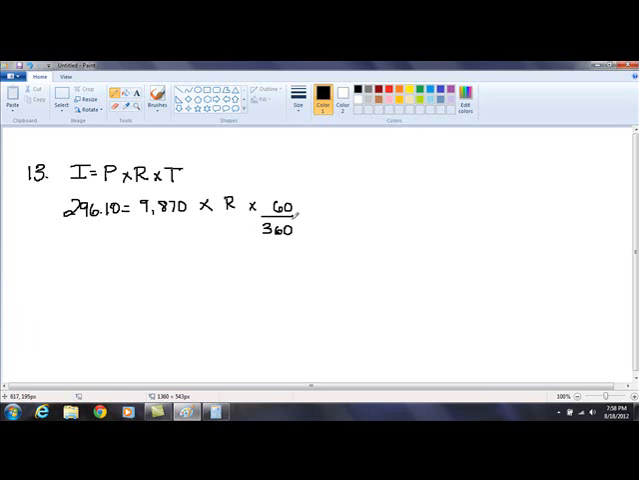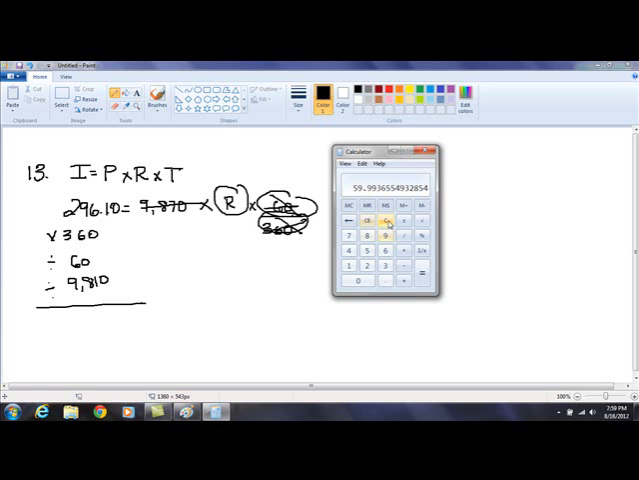Always start at the same place. I suggest here. 360 is currently being divided, so to bring it across, I'll multiply. 60 is currently being multiplied, so to bring it across, I will divide. 9,870 is currently being multiplied, so to bring it across, I will divide, leaving me with R on this side and my equation on this side. Okay, here we go.